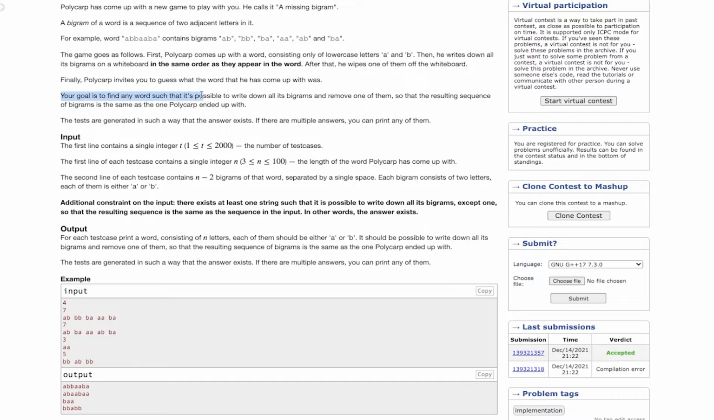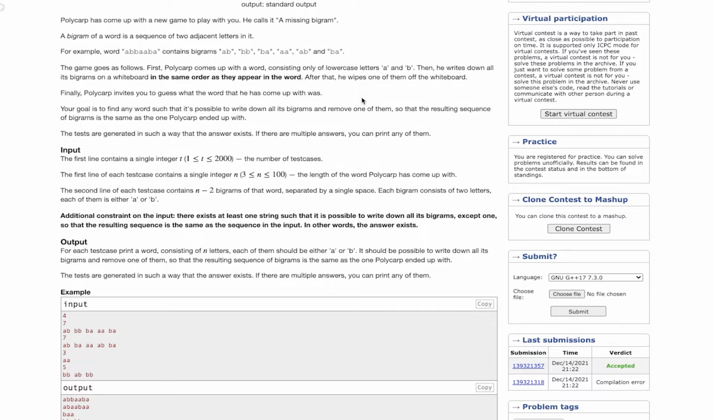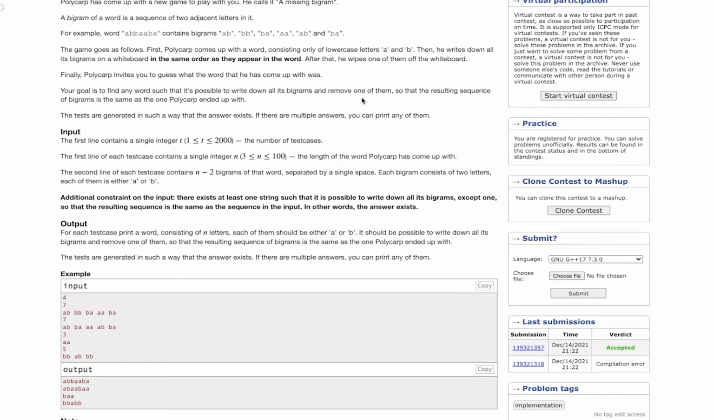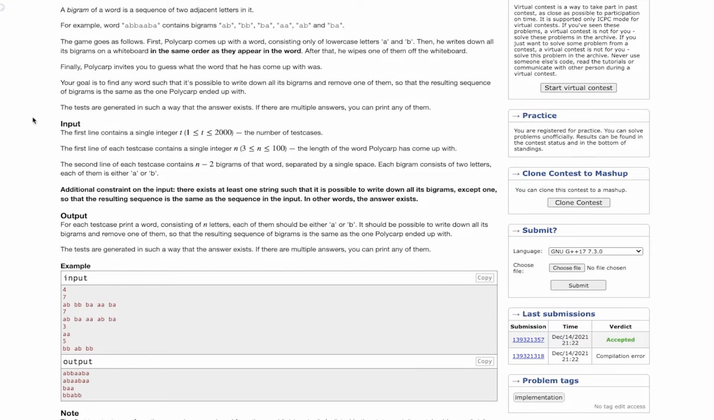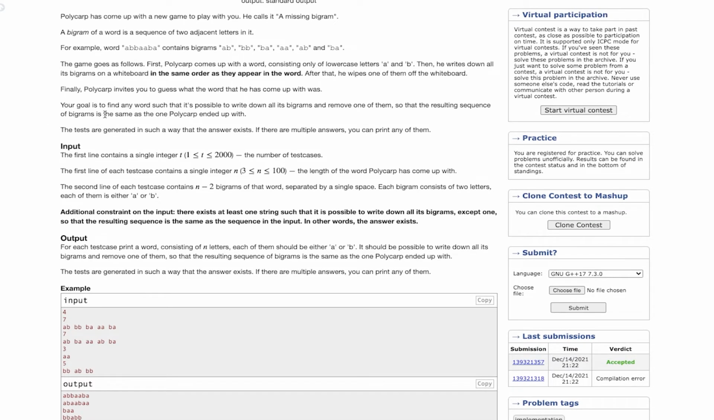Now your goal is to find any word such that it's possible to write down all its bigrams and remove one of them so that the resulting sequence of bigrams is the same as the one Polycarp ended up with. So you should come up with a word such that if you write its bigrams in the same order as they appear in the word, and after removing one of the bigrams from that sequence, your sequence matches the sequence given by Polycarp.